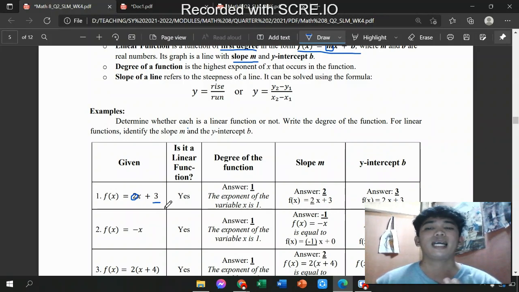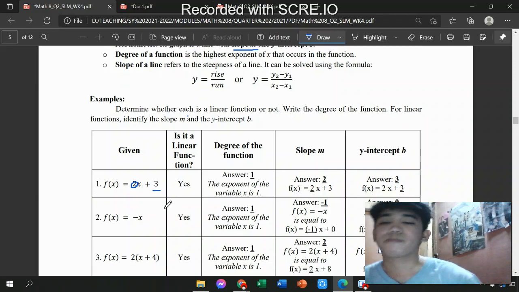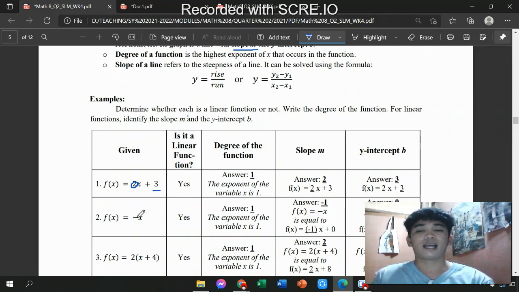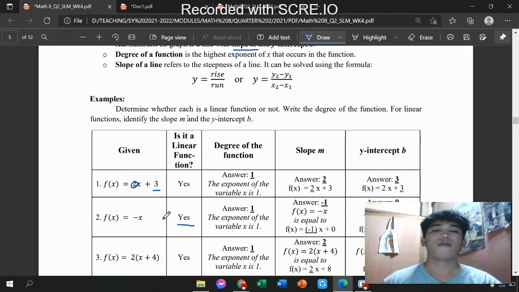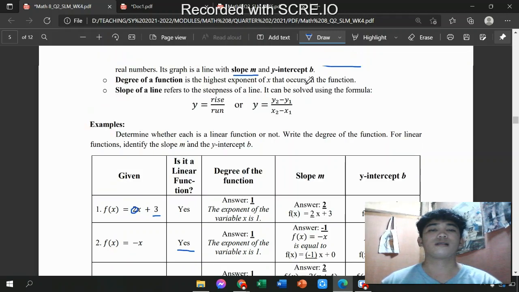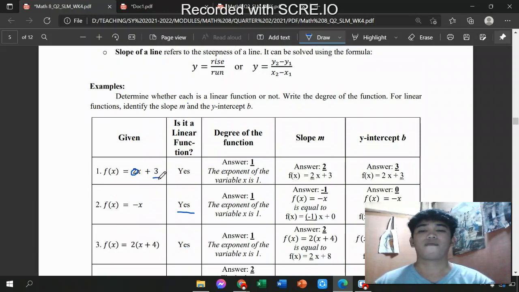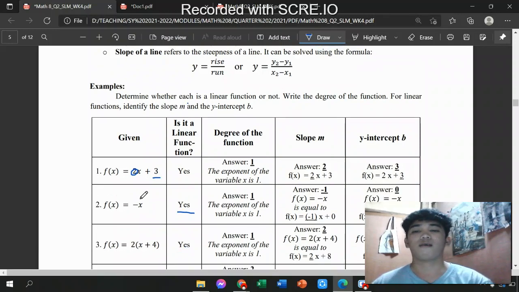So nga na pag-determine sa given. How about number 2? Simple ra siya nga equation. F of x equals negative x. So is this a linear function or not? Yes. So nganong yes man nga dili man na siya pormang f of x equals mx plus b? Porma gihapon ni nga f of x equals mx plus b. Kay ngano man?